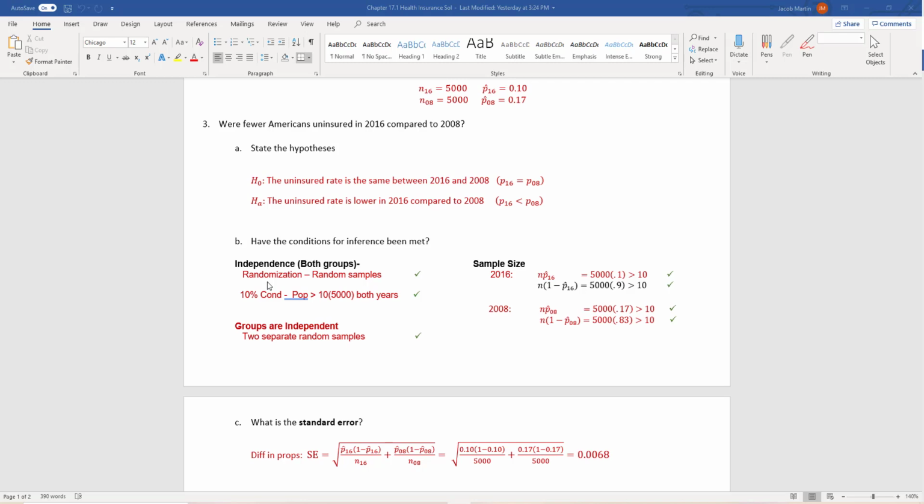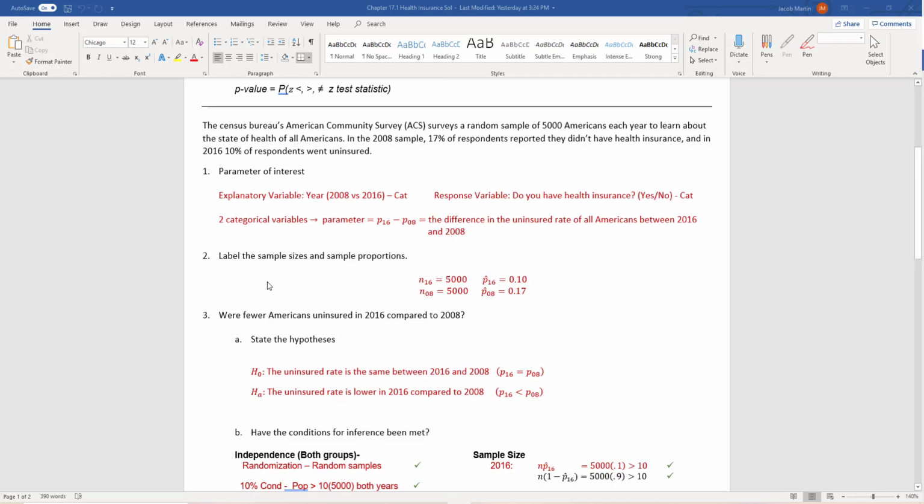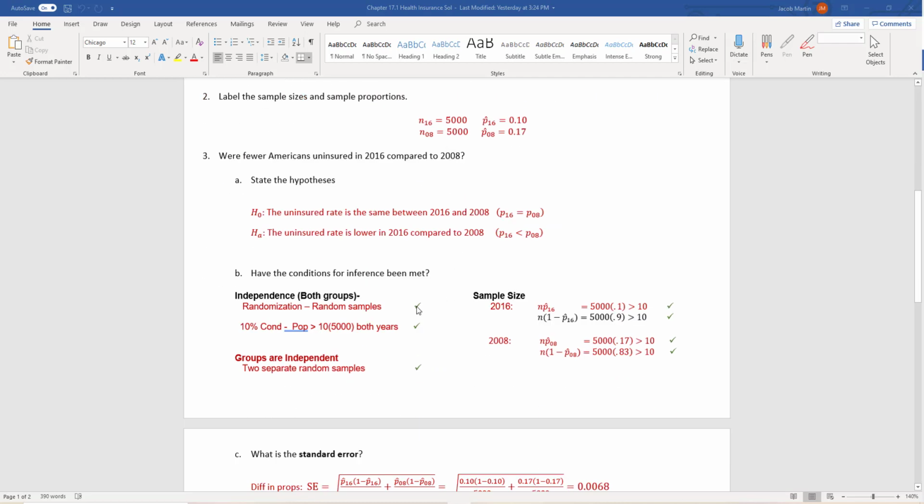In this case, you can't randomly assign people to live in a certain year, but they did take a random sample of 5,000 Americans each year. So both in 2008 and 2016, they took a random sample of everyone. That means we can check off our randomization condition.